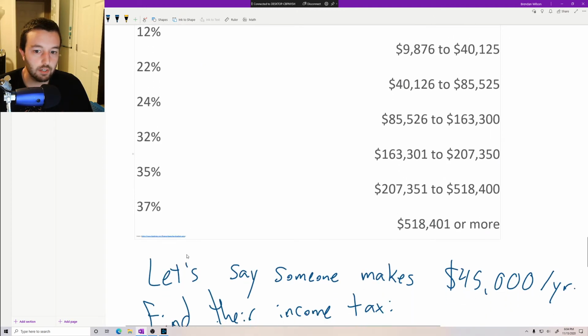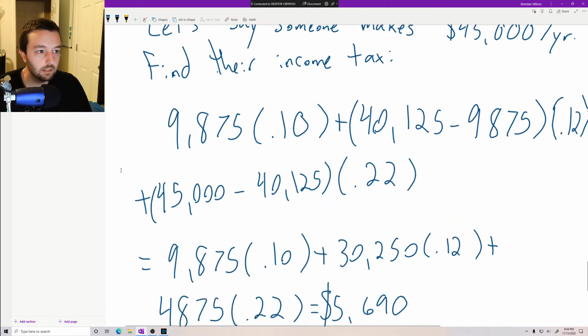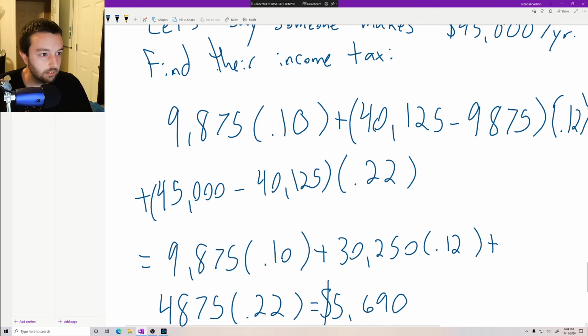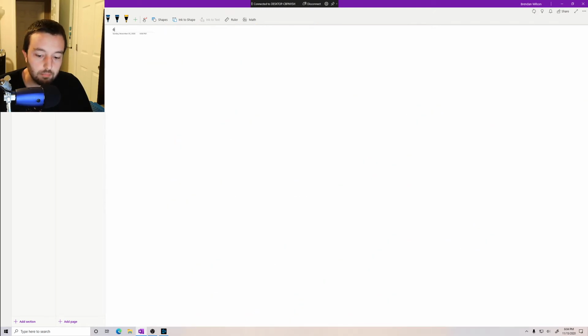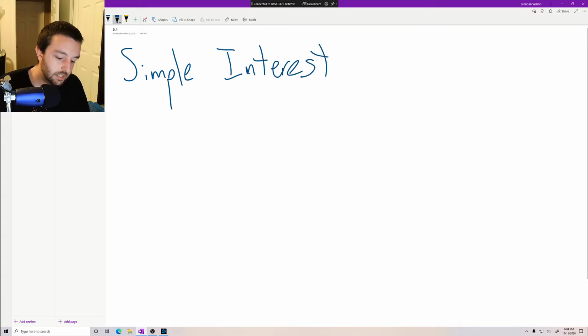So let's go ahead and talk about the last thing here in this chapter. Let's see where we're at. All right, in 6.4, which is simple interest. So this is kind of like the last application for percents that we have in this book.